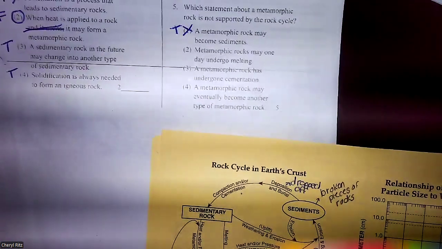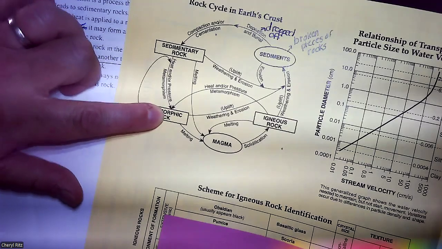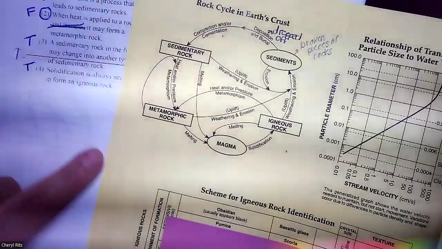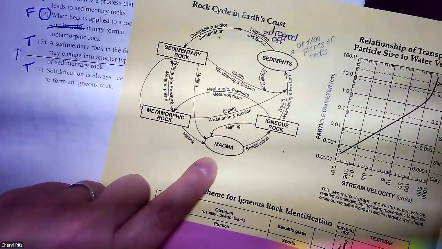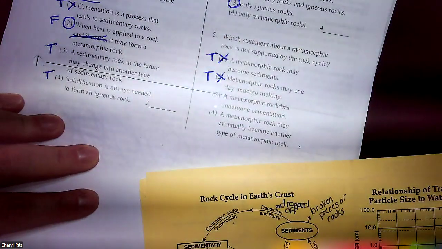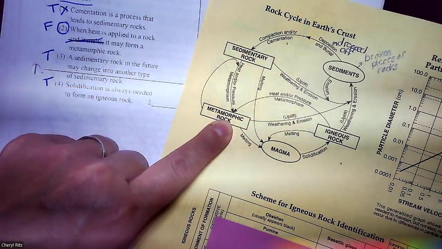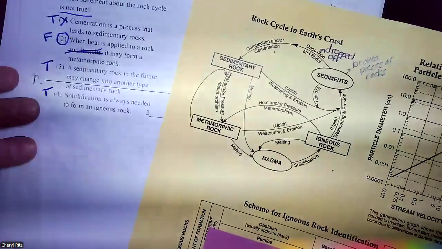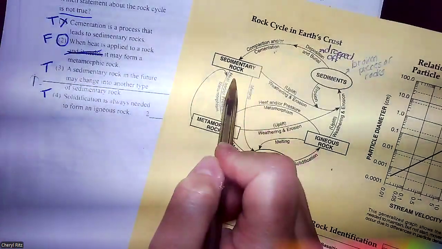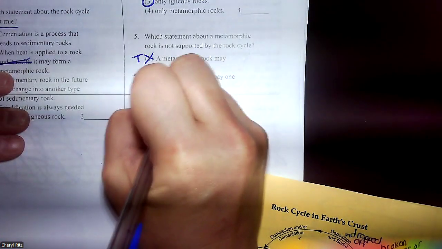Number 2, metamorphic rocks may one day undergo melting. Can metamorphic rock at some point go through melting? Yeah, it can melt. It doesn't mean it did melt. It means it can in the future melt. So yeah, that is true. Has a metamorphic rock undergone sedimentation? Is sedimentation a process to make a metamorphic rock? Nope, that's the false one. Sedimentation makes a sedimentary rock, not a metamorphic. This is the one that's false, because a sedimentary rock should go.